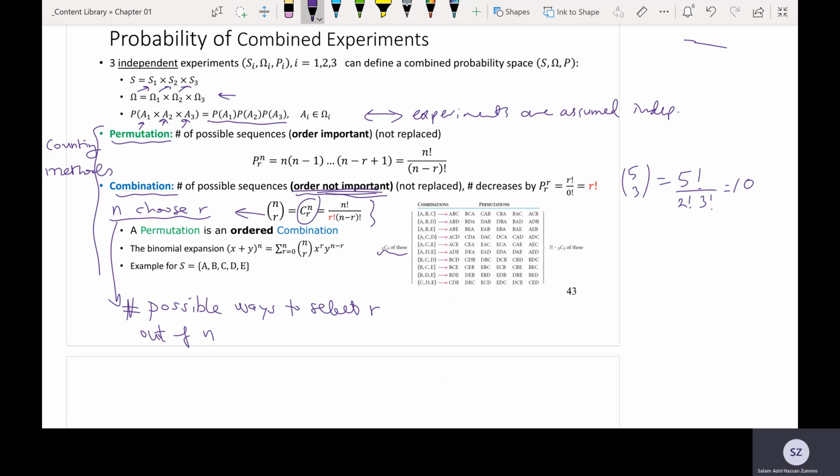Is it clear? This is it: A, B, C. If I have A, B, C, D, and E, then these are the different 10 combinations: A, B, C; A, B, D; A, B, E; A, C, D; and so on. Check them, they are all different, 10 in total. Here order is not important. I am only making a team of 3 people from 5.